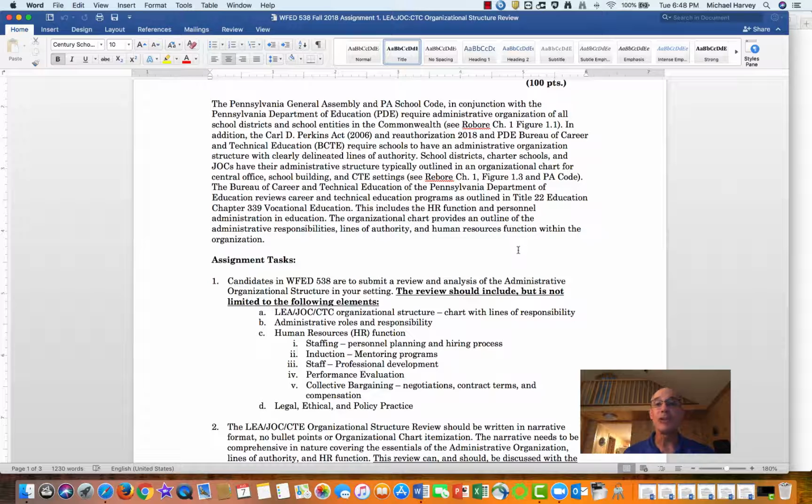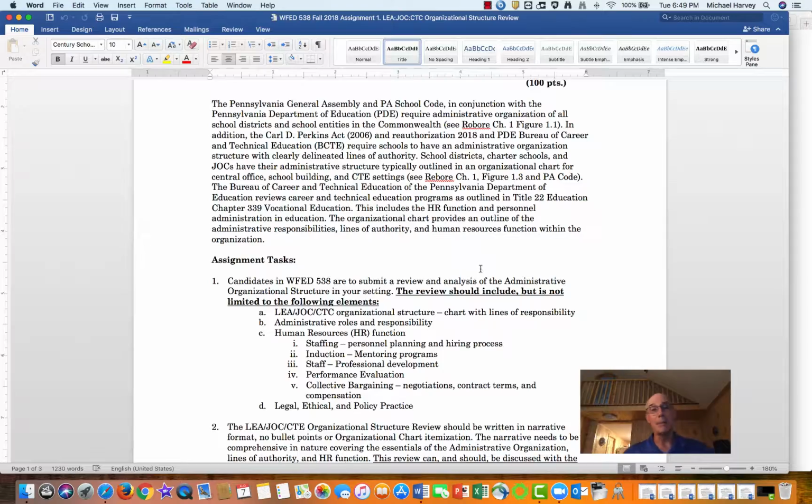This is also in conjunction with PDE's Bureau of Career and Technical Education in relationship to the fact that there is a clear line of authority delineated to school entities that are providing career and technical education to school students at the secondary level. The issue with this is that this is outlined in Pennsylvania's Department of Education and their review of CTE programs as outlined in Title 22, Educational Chapter 339 of Vocational Education.